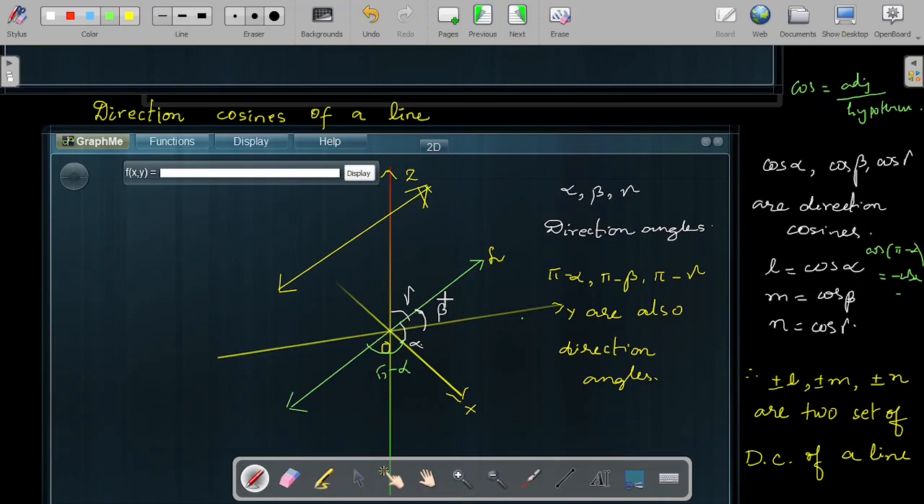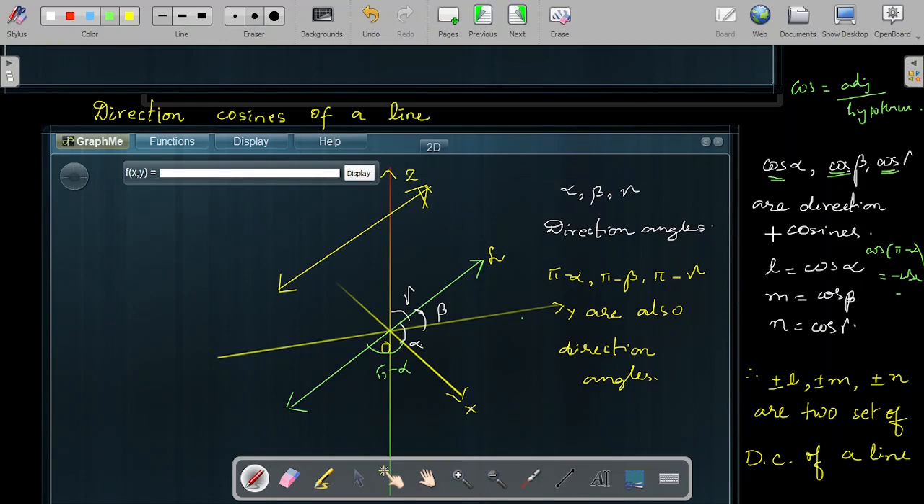That means positive L, M, N gives you the direction this way and the negative L, M, N in the opposite direction. So there are two sets of direction cosines for a given line, based on whether it is in the forward direction or backward direction. Here, for this line, I am saying forward and backward. That's why we are using the cos function. Because if you use direction sines of a line, sine of pi minus alpha is equal to sine alpha, because in the second quadrant sine is positive. So you don't have two different sets here.